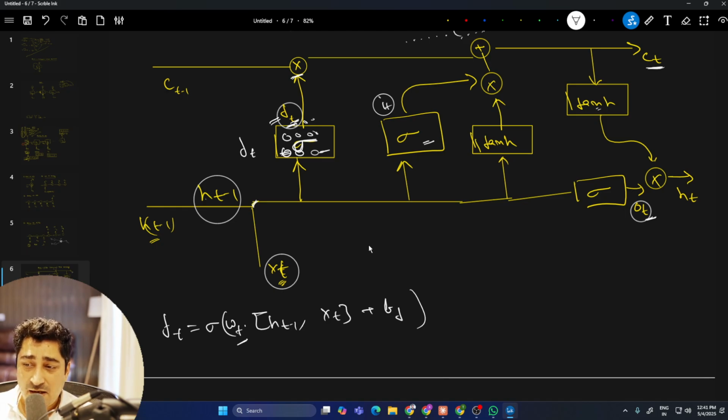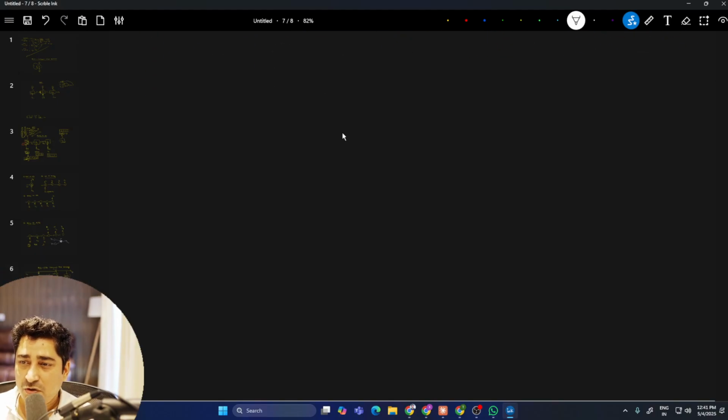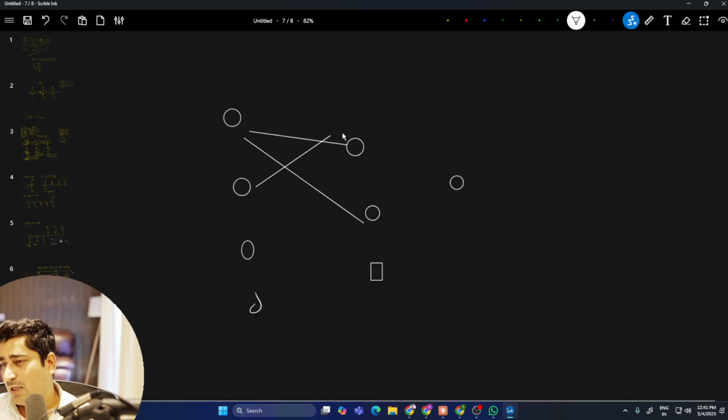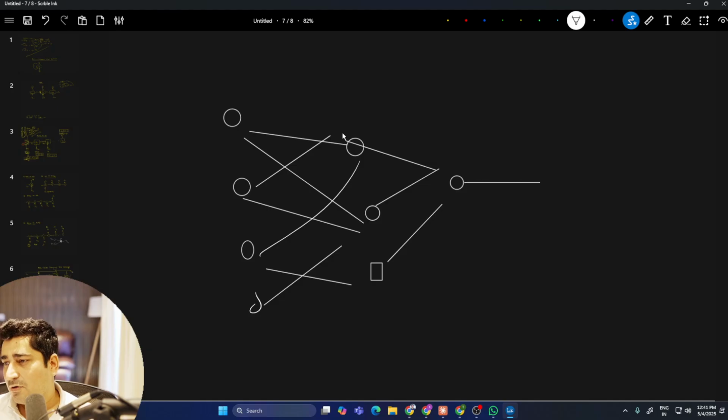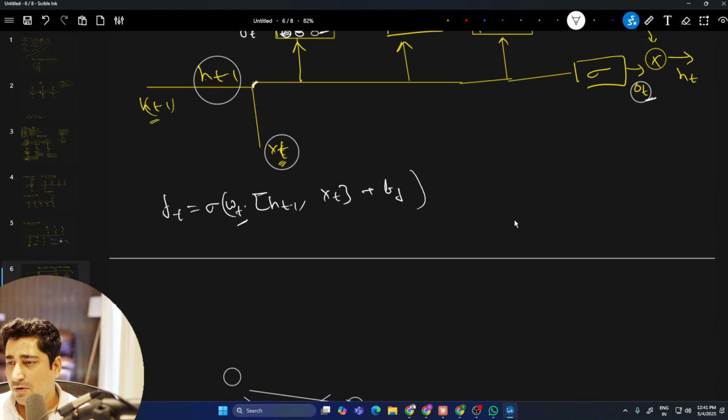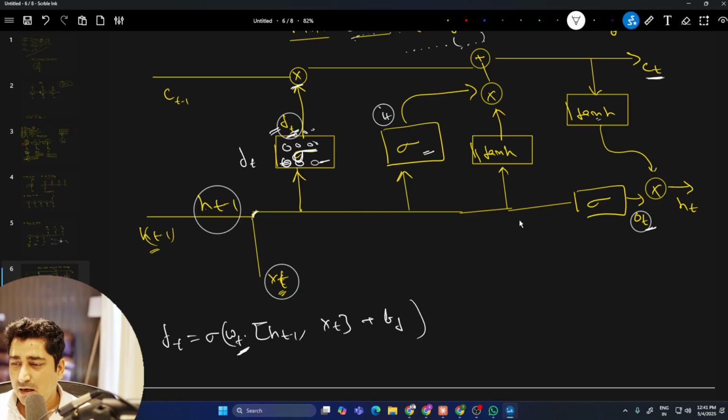Why am I considering a weight like WF over here and BF over here? There will be multiple weights and biases, depending on what kind of neural network we consider. Maybe my neural network has this kind of depth, so there will be multiple weights and biases over here. I'm just representing everything with one single weight matrix and one single bias vector. That's it. So this is basically a forget gate.